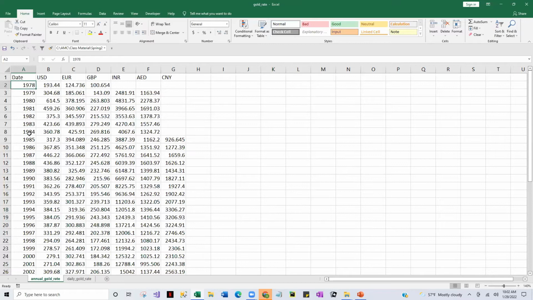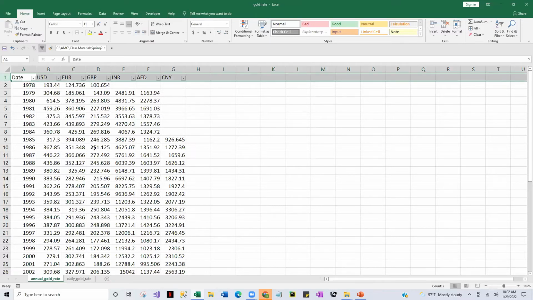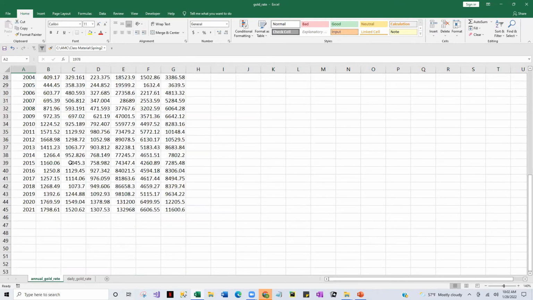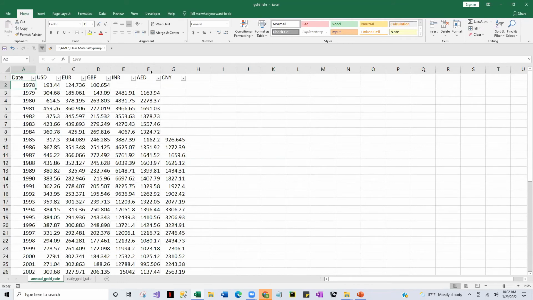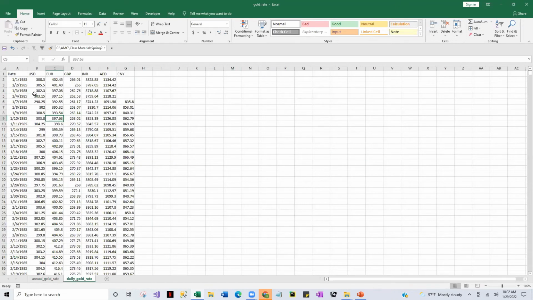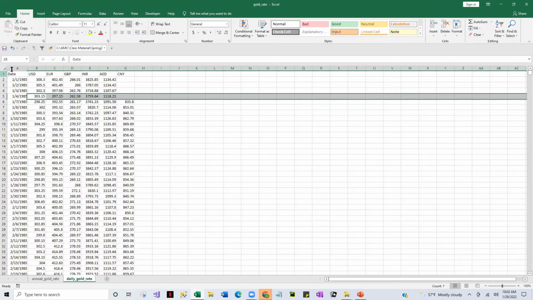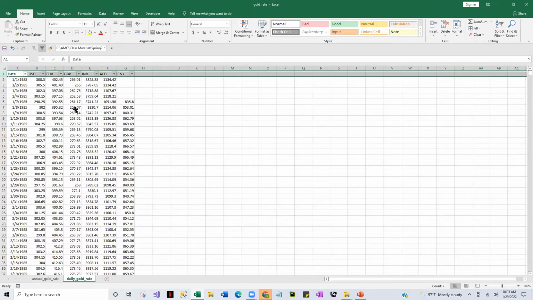So here you have the year. The data is from 1978 to 2021. And you have the various currencies. For all these currencies, we have the gold price. This is the year, like annual gold price. I also have a daily gold rate. So this is the gold rate on a daily basis. So we have two types of data.